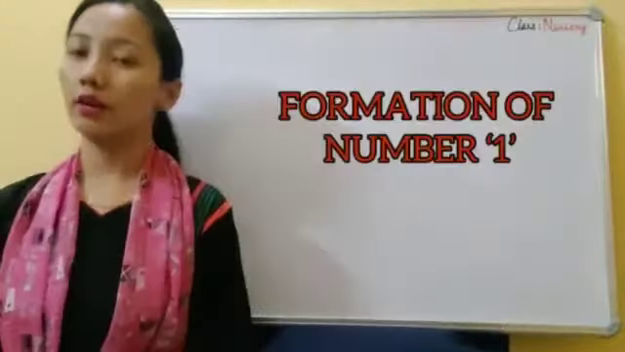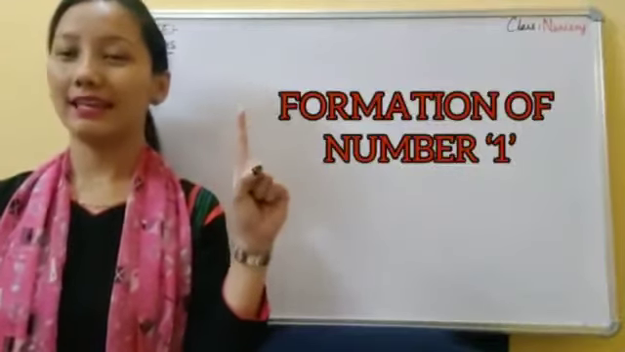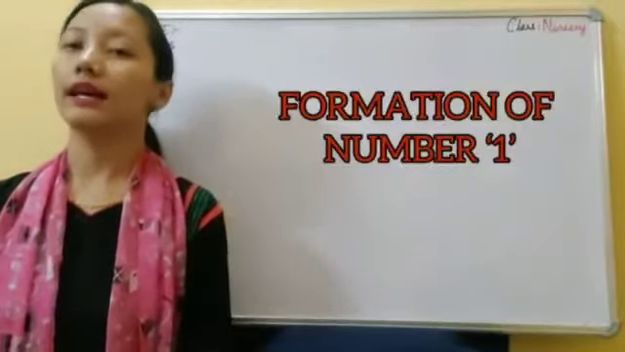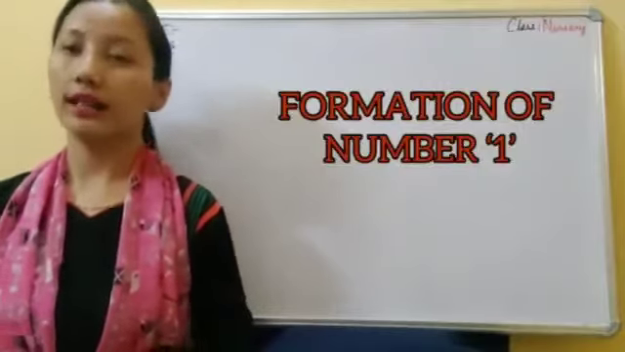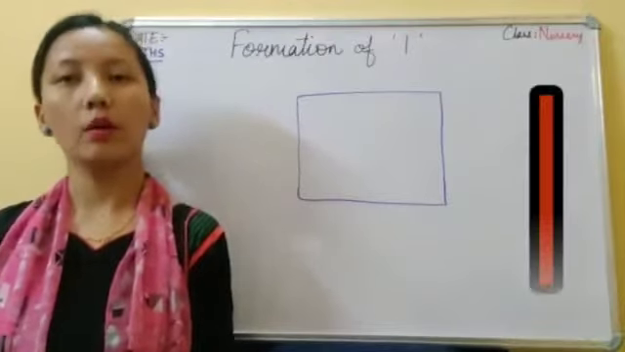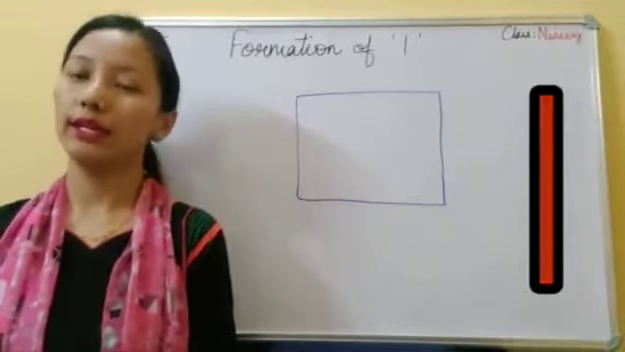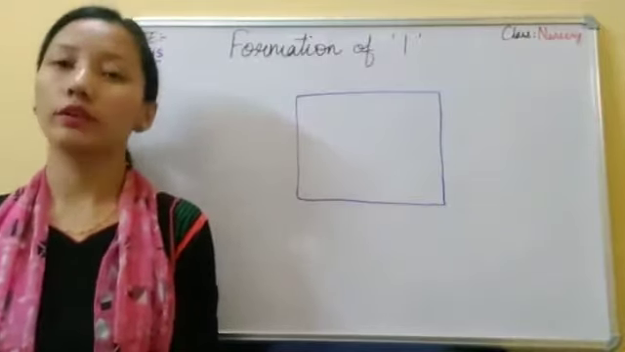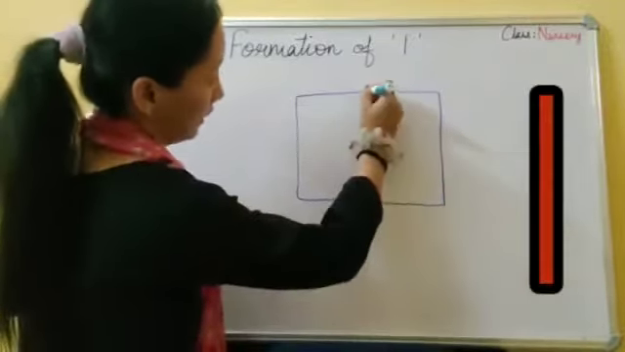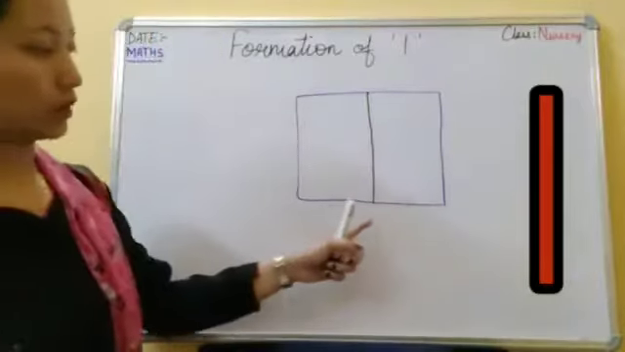Very good, students. Now, students, get your finger out like this. Yes. Now, today we are going to learn formation of number 1. Students, 1 is just a straight line. How to write number 1? You will start at the top, and straight down. And you will touch the bottom line.